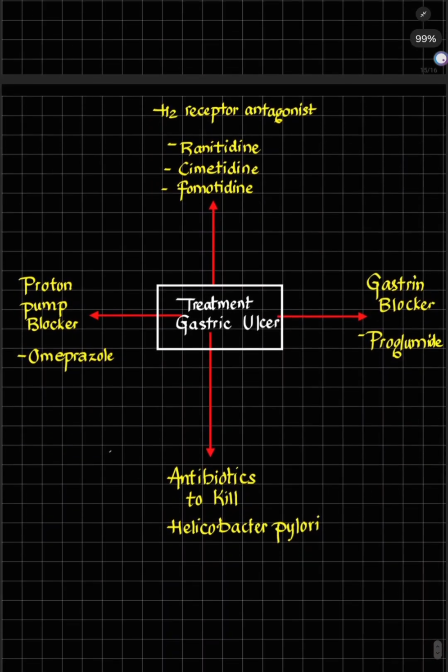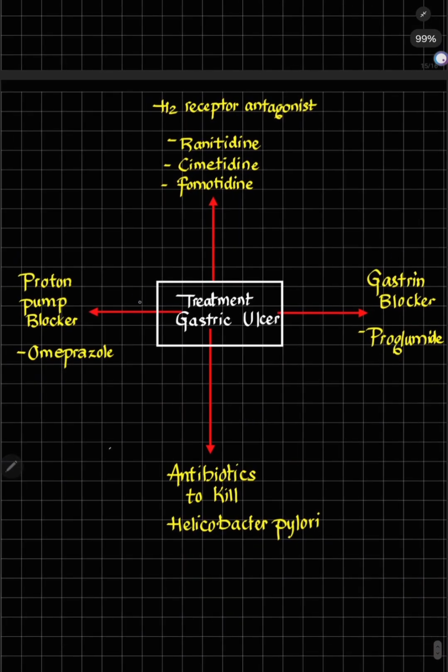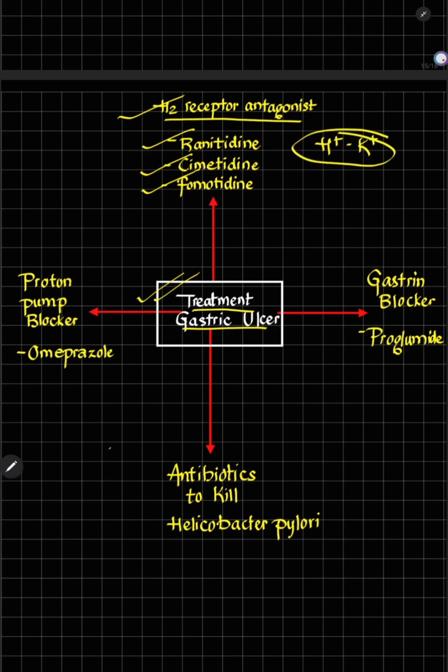First of all, we will see the treatment of gastric ulcer. What is the treatment of gastric ulcer? First of all, we will give the patient H2 receptor antagonist drugs such as ranitidine, cimetidine, and famotidine. These are the H2 receptor antagonists. As we know, there is a hydrogen potassium pump, the hydrogen potassium ATPase, in the stomach. So we will give an H2 receptor antagonist to block it.